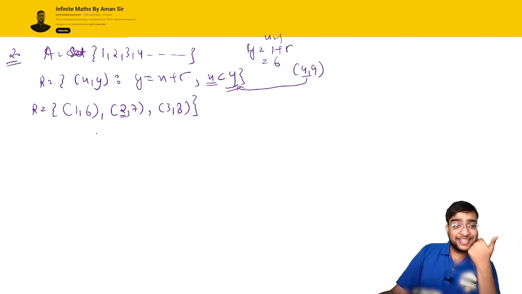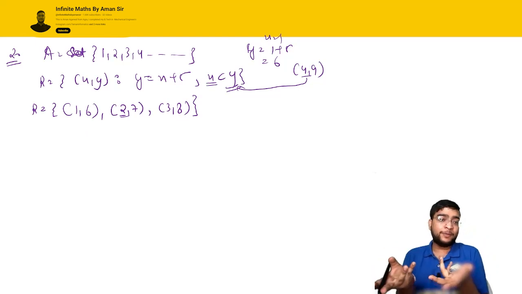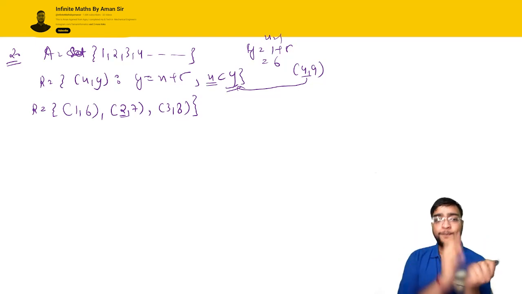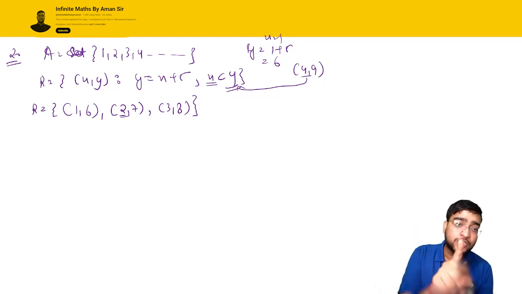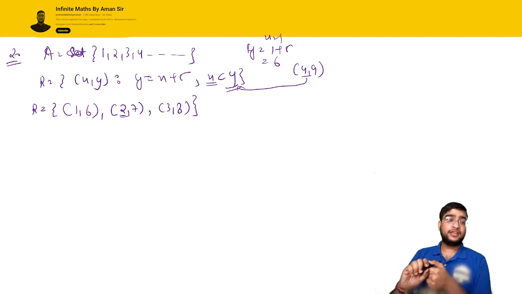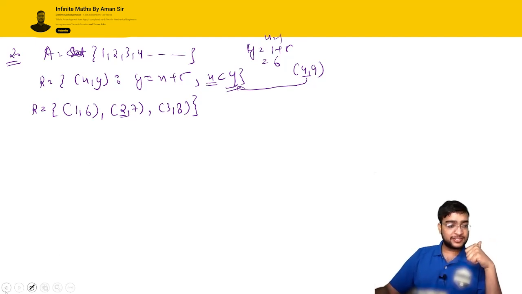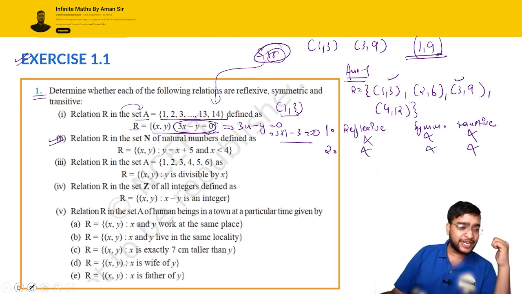Is this transitive? I can say no, because there are no pairs that you can find for a transitive example. If no such pair exists for the transitive condition, then that relation is also not a transitive relation. So for the second one, I can say there is no reflexive, no symmetric and no transitive. Let's see the another one, that is the third part.